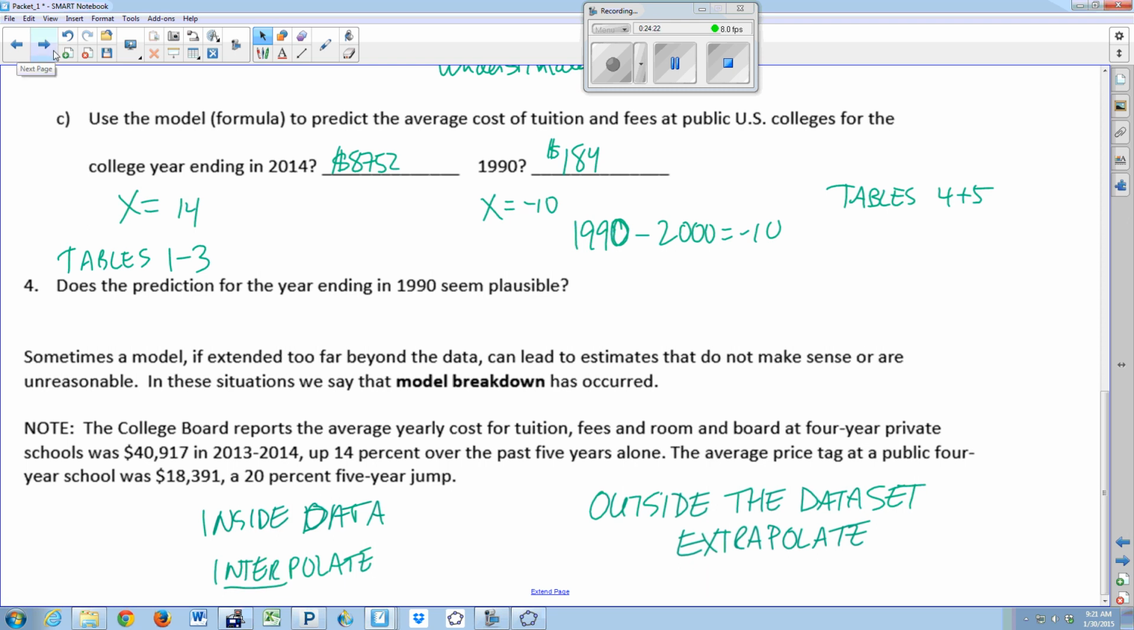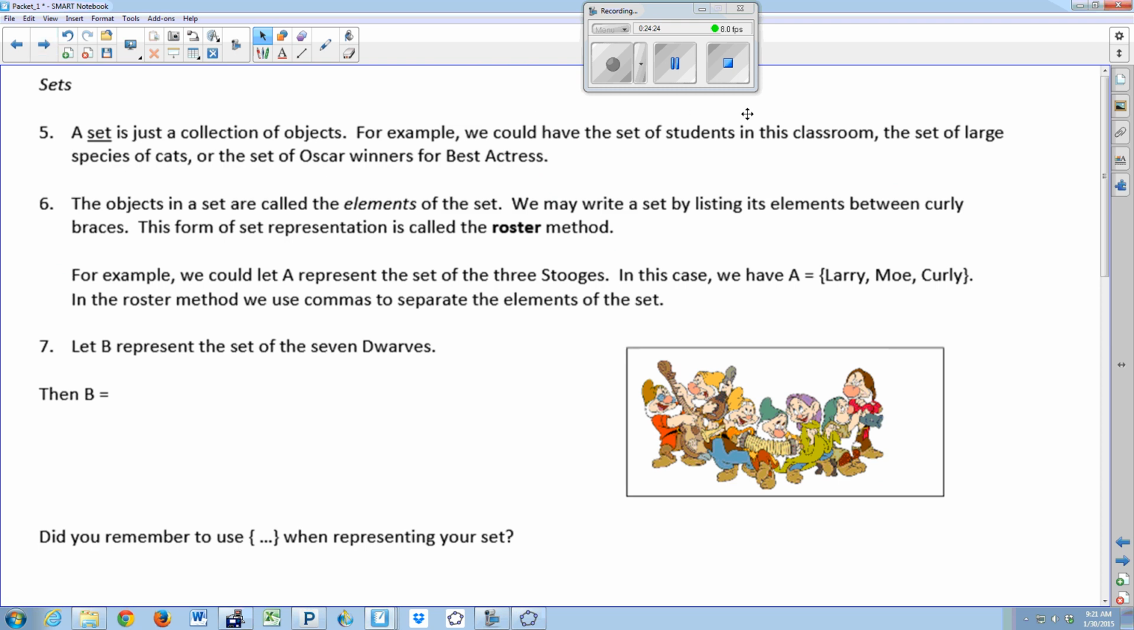All right, I'm going to talk for 10 more minutes at the most. We're going to talk about sets and how to represent sets, and then you have a class activity. I think sets, I'm saying sets, not the other word.